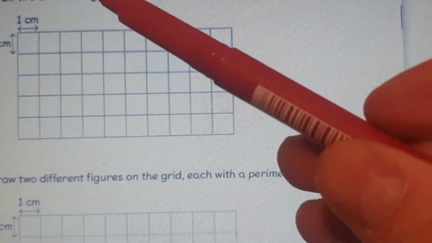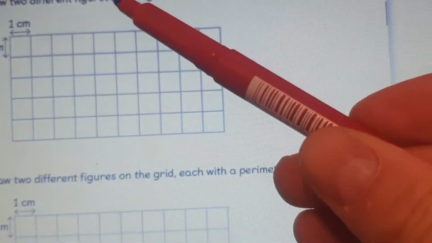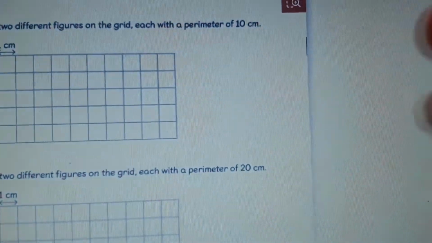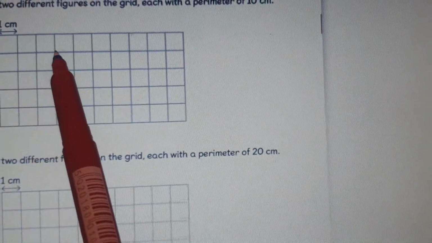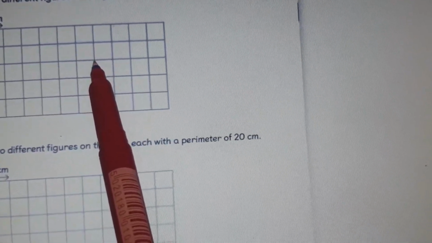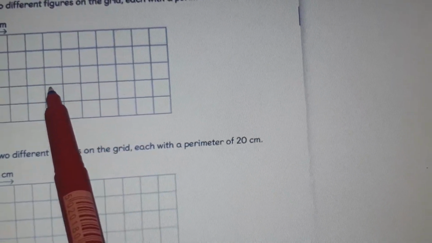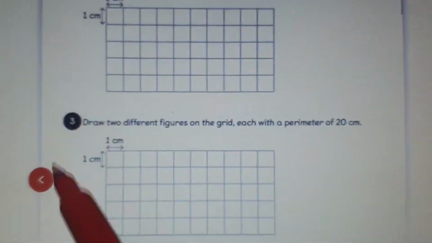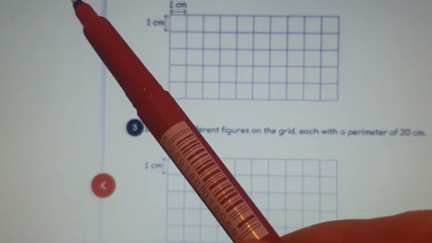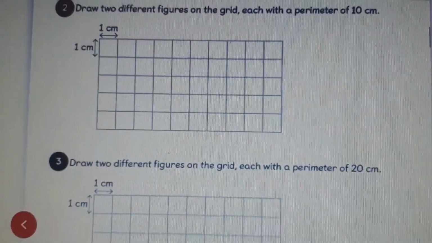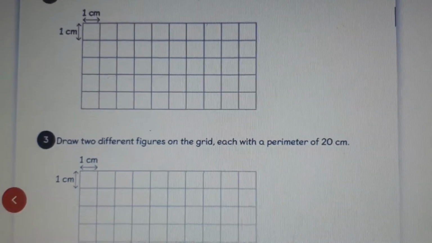And again, you've got to draw 2 different figures on this grid with a perimeter of 10 centimetres. So if I did 1, 2, 3, 4, 5 across, 6, 7, 8, 9, 10, 11, 12. Oh, too much already. So that hasn't worked. So you're going to have to practice, okay? And then draw 2 different figures on the grid with a perimeter of 20 centimetres. Okay, so have a go at that.